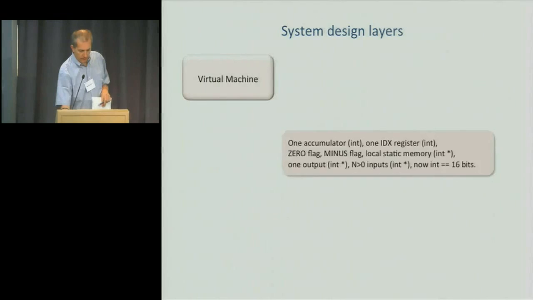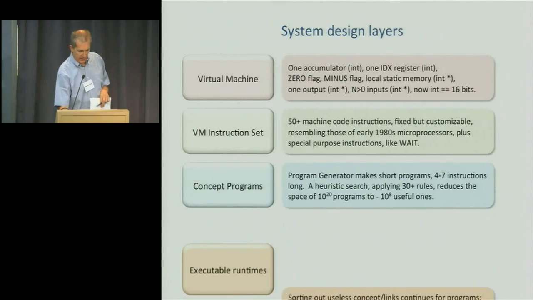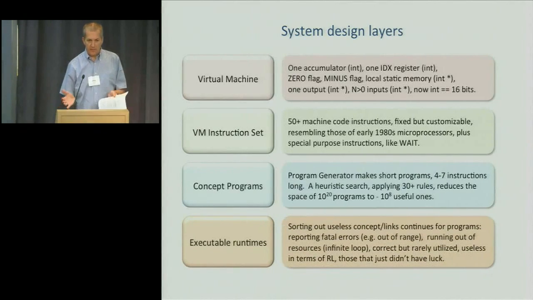And so one way to envision our system is as four layers. There's a virtual machine layer. It is a computer simulated in software. It is like an early 80s microprocessor with about 50 or more instructions, not more, that are fixed but customizable, though in general they are fixed.